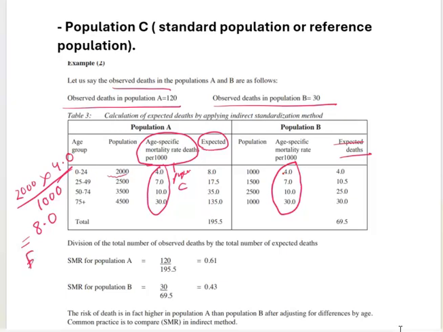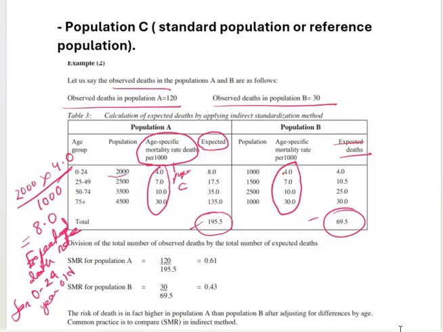So this calculation method we will apply for each subgroup to get expected death per subgroup. Again, it's not a rate. This is expected death per subgroup. And then we will add each number to get the total expected death in population A and population B. So we have the expected death in population A is 195.5 and population B only 69.5.